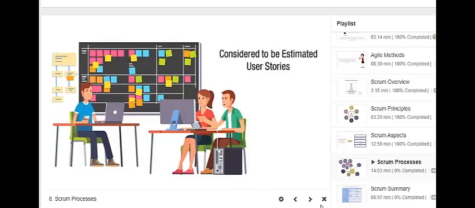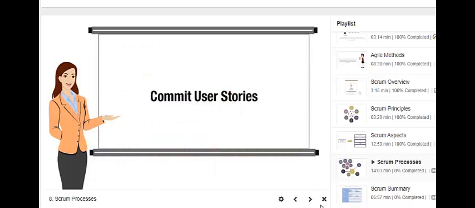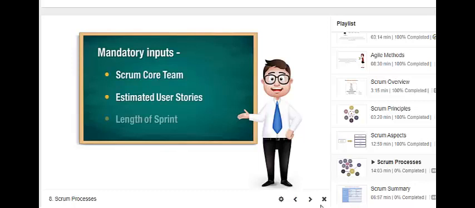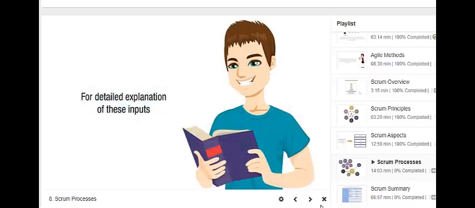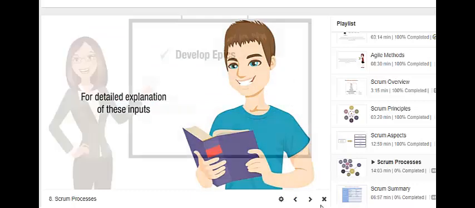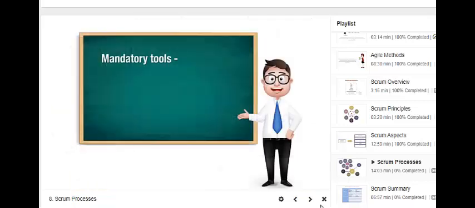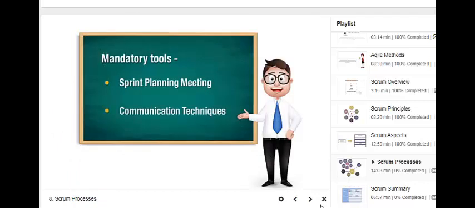The next process is commit user stories. The mandatory inputs of this process are Scrum core team, estimated user stories, and length of sprint. For detailed explanation of these inputs, please refer to the discussion on them in Develop Epics, Estimate User Stories, and Conduct Release Planning Processes. The mandatory tools used in this process are Sprint Planning Meeting and Communication Techniques.